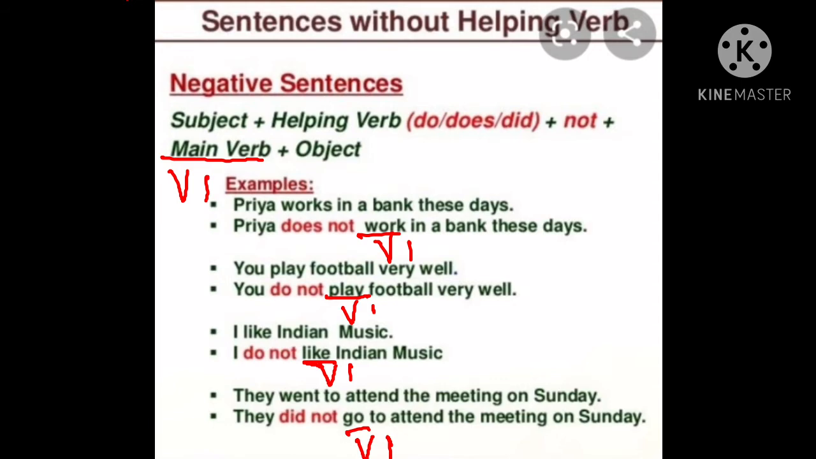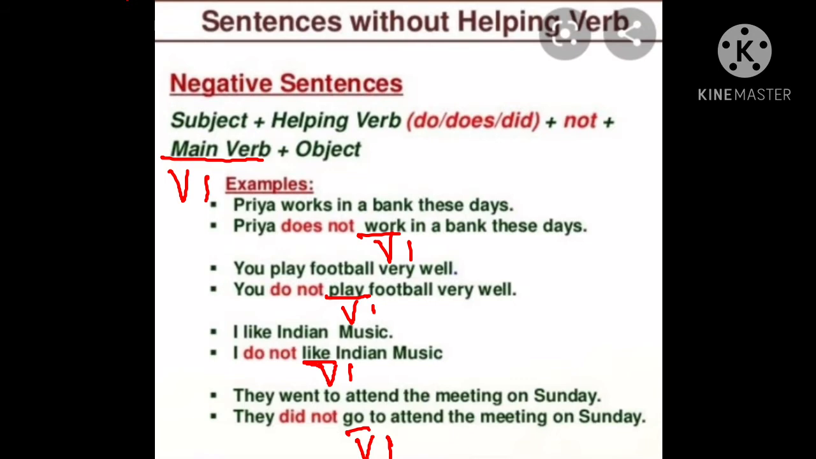The next one, you play football very well. Main verb is play. This is V1. V1 means we have to use do. So the negative will be you do not play football very well. So again, because this is already in V1, V1 will remain the same in the negative sentence. Next is I like Indian music. Again like is V1, so we have to use do not. So I do not like Indian music. Like will remain the same in the negative sentence.